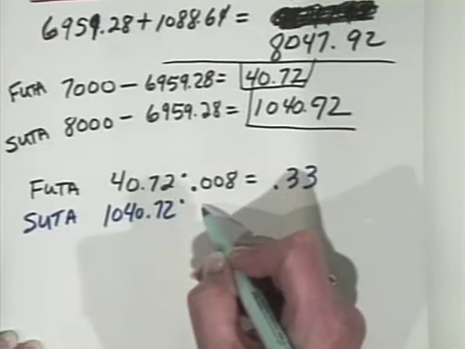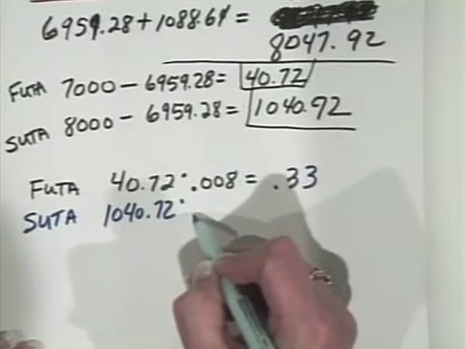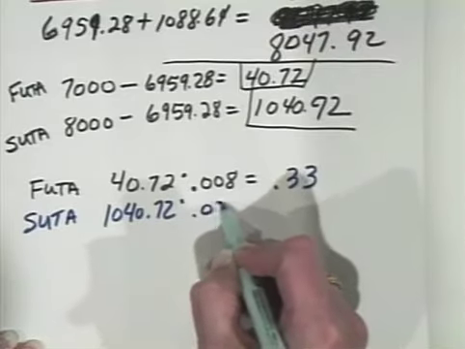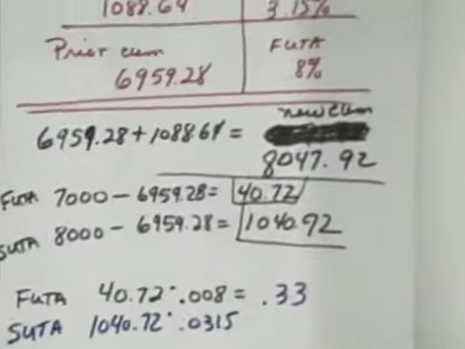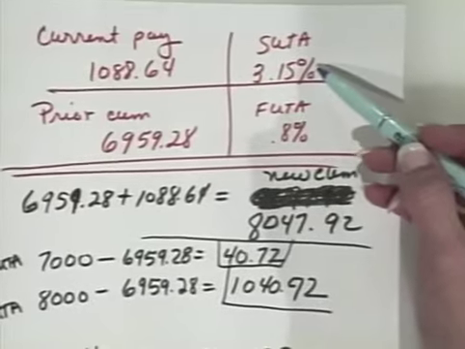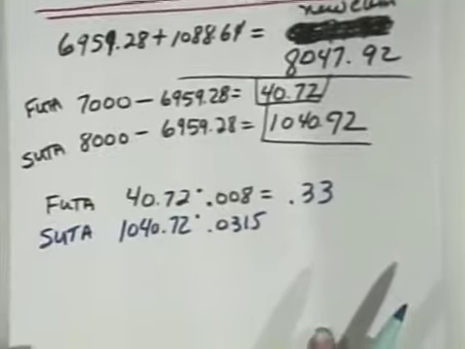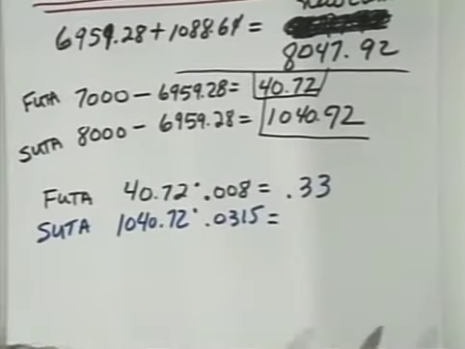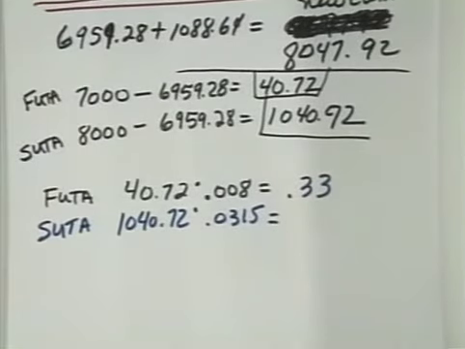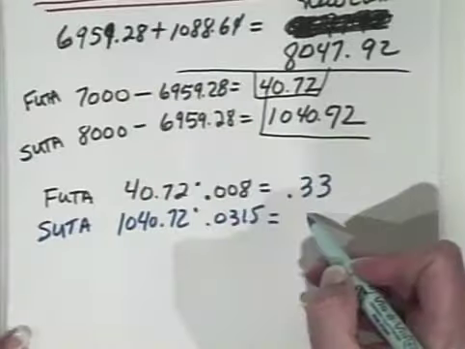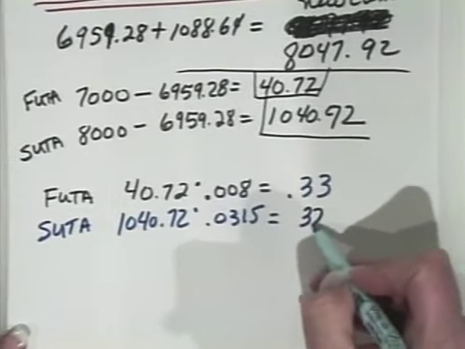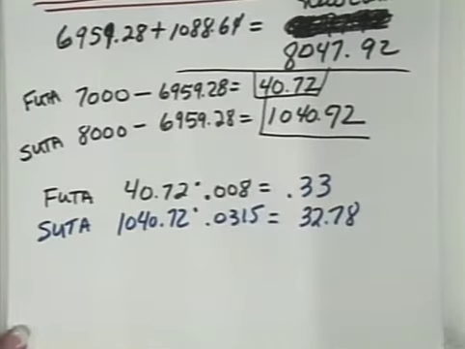And the SUTA is $1,040.72 times, and that decimal we're going to use is 0.0315. That's right. We come up here and say our SUTA rate was 3.15%. I'm going to go 2 decimal places over. So some of those things we did in some of those early sessions, we're now dealing with converting percents to decimals. We're going to put that in our calculator. Allison, do you have that one? I see your fingers flying back there. 32.78. Anyone agree? Good.